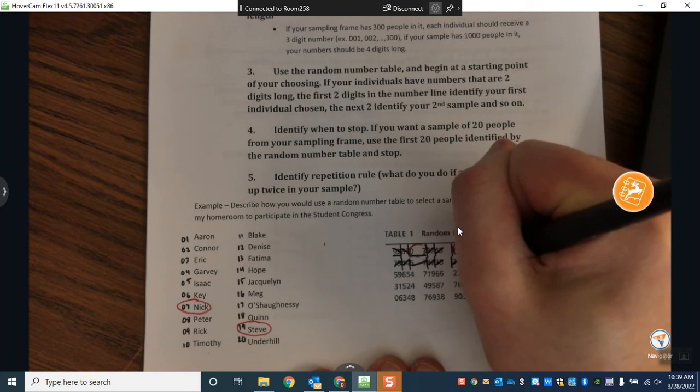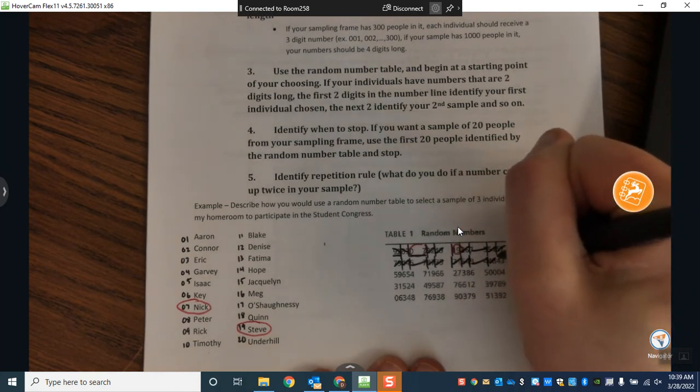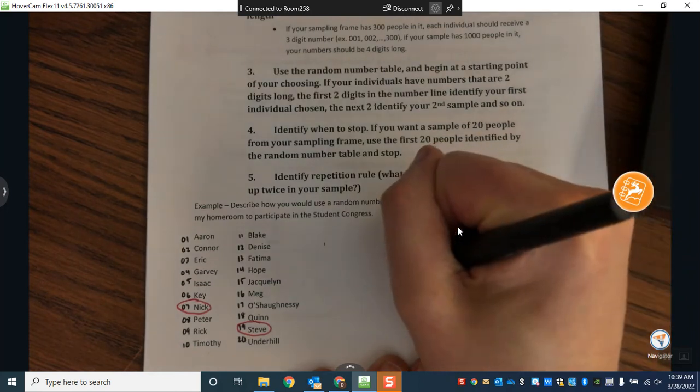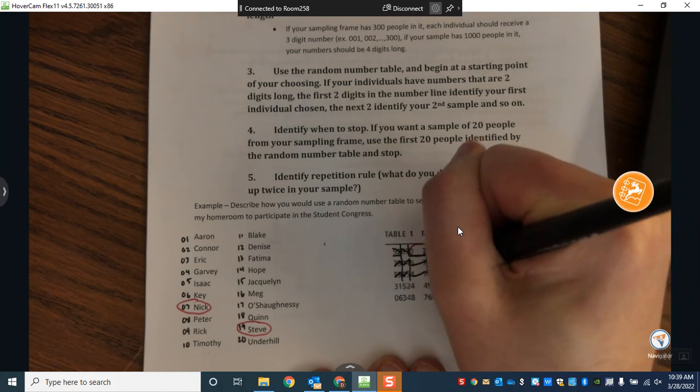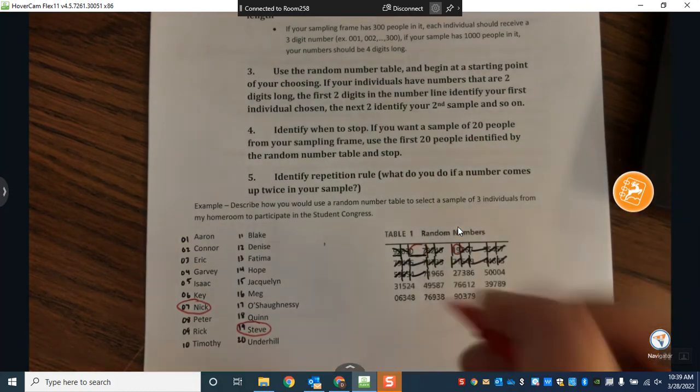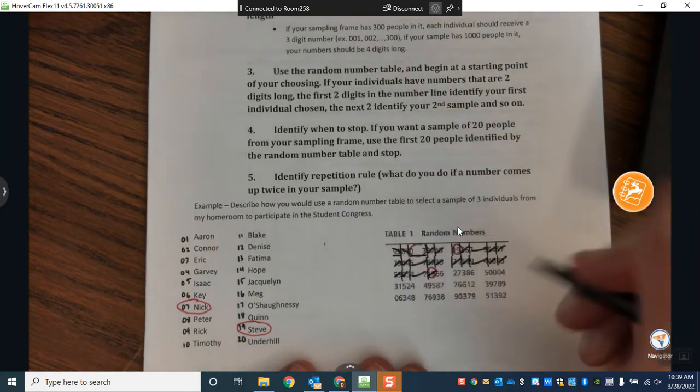Kind of tedious. Again, I think this is why they kind of took this off the exam, or it's not frequently featured on here. All right, so here we got 19. Now that's somebody on my list. But 19 I already sampled, so obviously that person can't be in my sample again. I'm already using them. So I would skip this number just like I skipped the other ones.